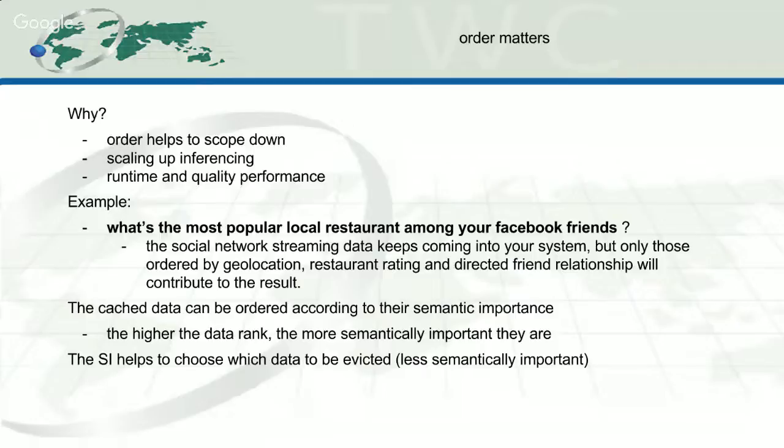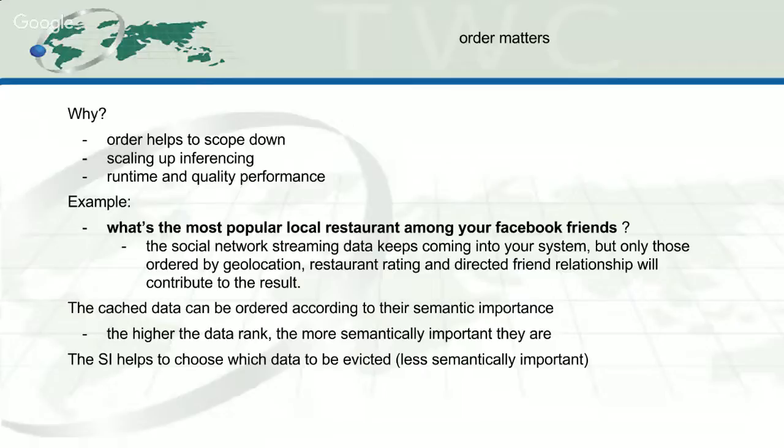One example: we have this query. What's the most popular local restaurant among your Facebook friends? There are some restrictions on this query: your Facebook friends, local, and most popular. These are indicators that we can use to order the incoming data so that it can be filtered to be relevant to this query. We can filter out all the data that is not relevant to this query. The social network streaming data keeps coming into your system, but only data ordered by geolocation, restaurant rating, and direct friend relationship will contribute to the result. So that is one example of how order can scope things down and help processing and reasoning to be more efficient.